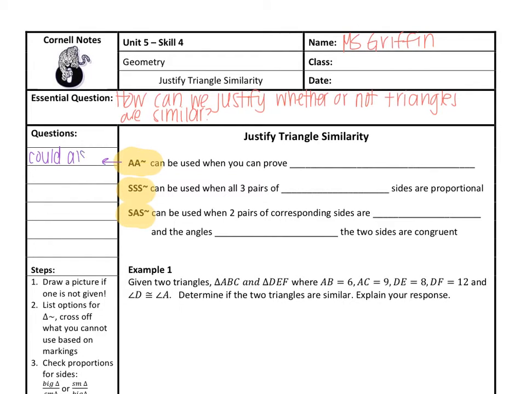So let's just write this off to the side. Could also use AAA similarity, but we only need two sets of congruent angles. Well, my handwriting's actually neat for once, maybe a little neat.